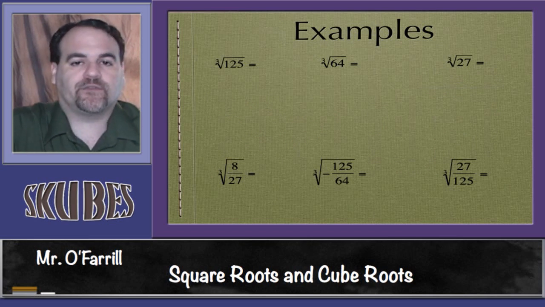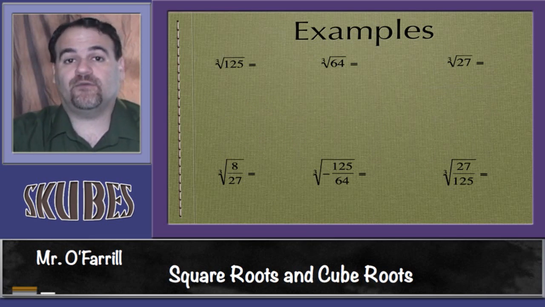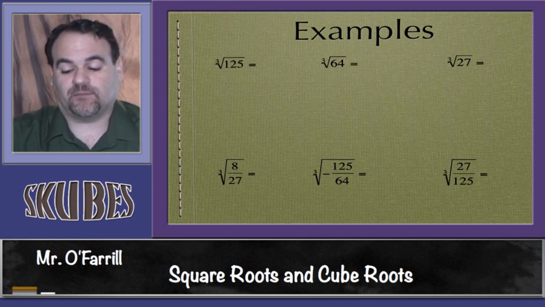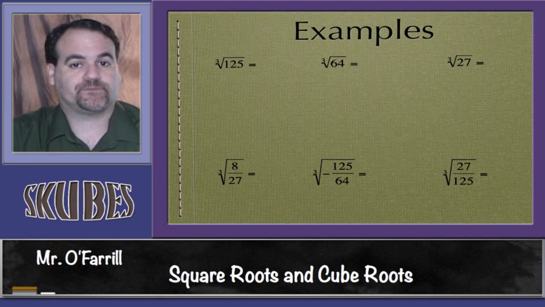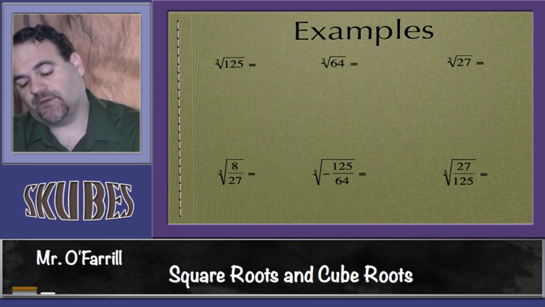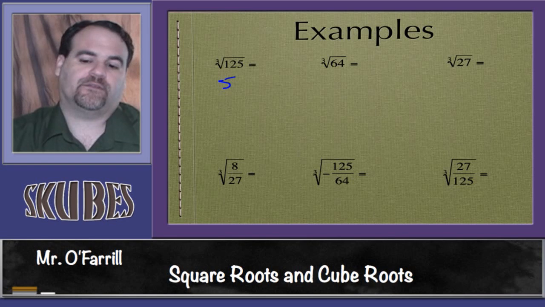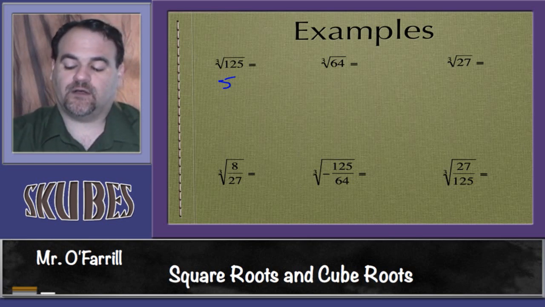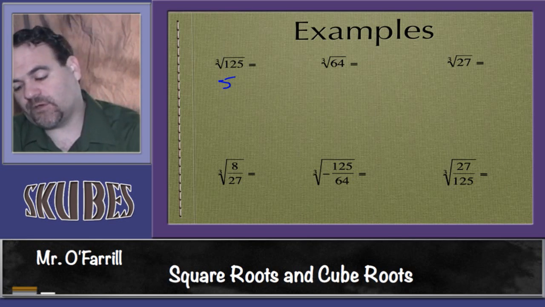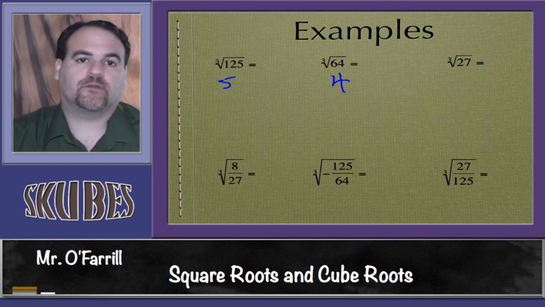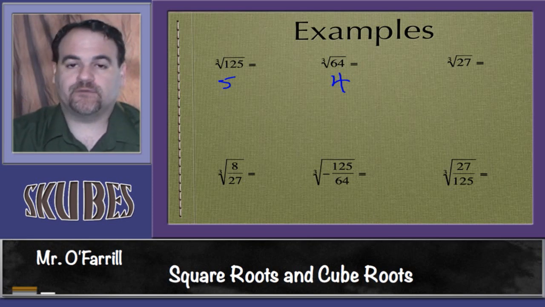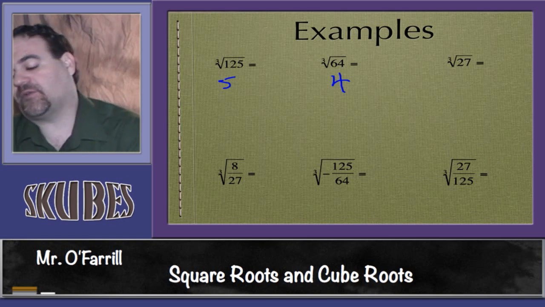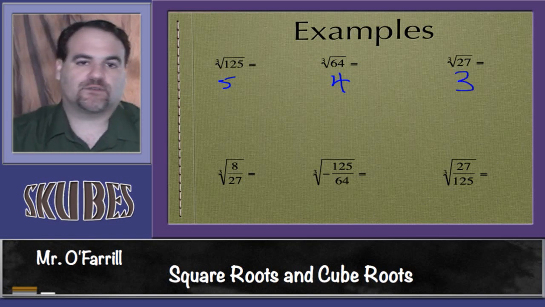So let's just do a few examples. This is really easy if you have memorized some of these numbers. The cubed root of 125, 5 cubed is 125. The cubed root of 64, 4 cubed is 64. And the cubed root of 27, well, 3 cubed is 27.